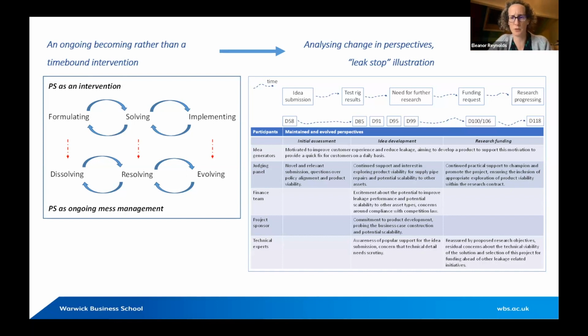The technical experts were a little bit dubious. They were aware that throughout the company there was a lot of popular support, but they were concerned that there had not been sufficient attention to the technical details. But actually, following this project for a number of months, I could see that concern was being dissolved. They were reassured by the proposed research objectives, the details of the research proposal that was submitted.